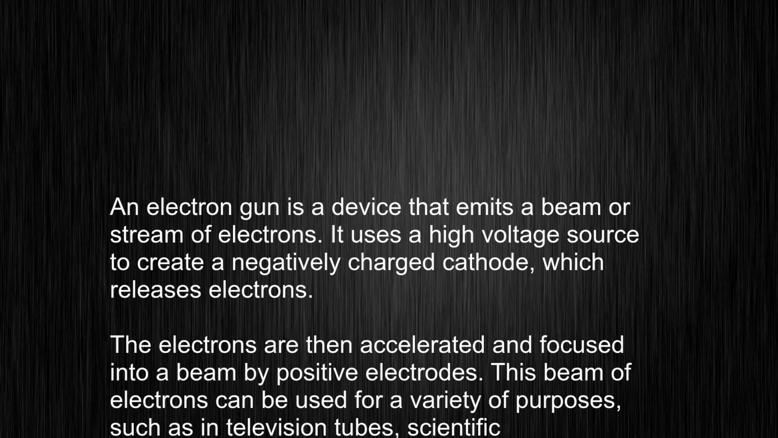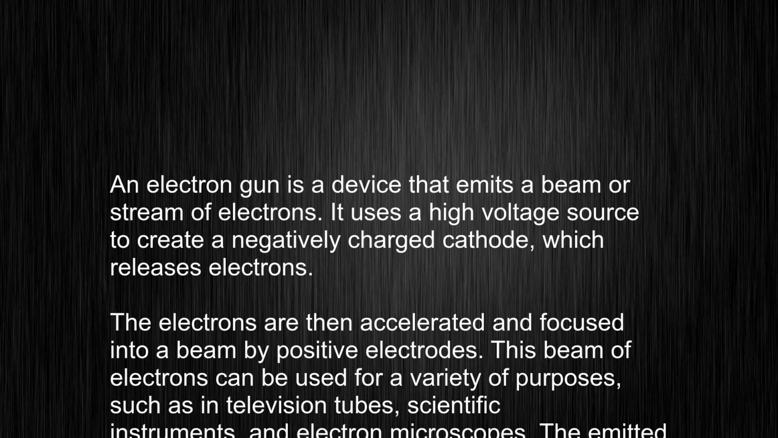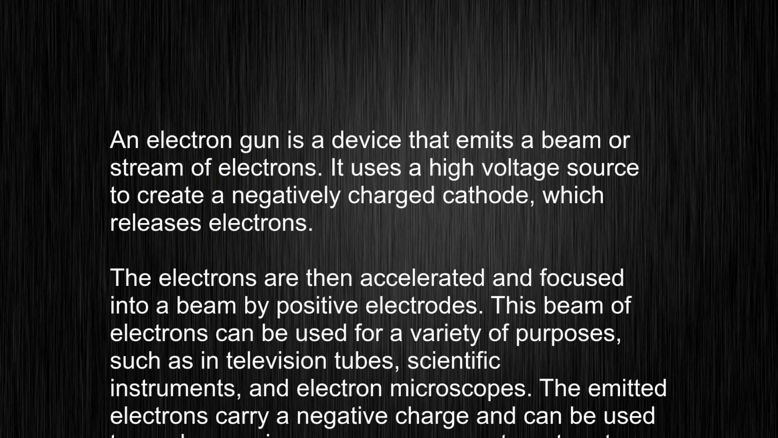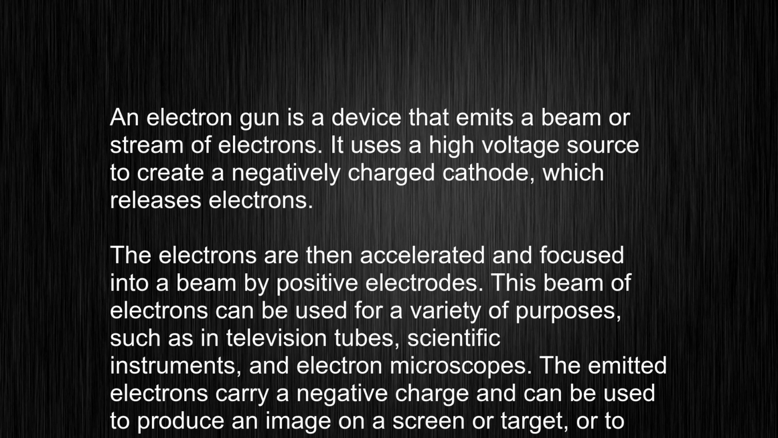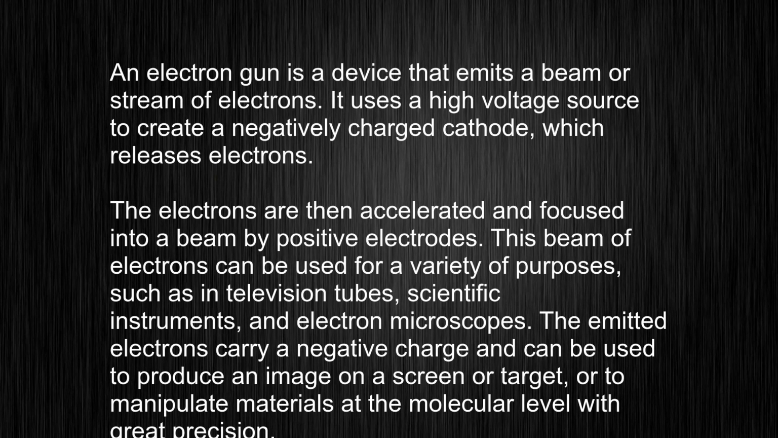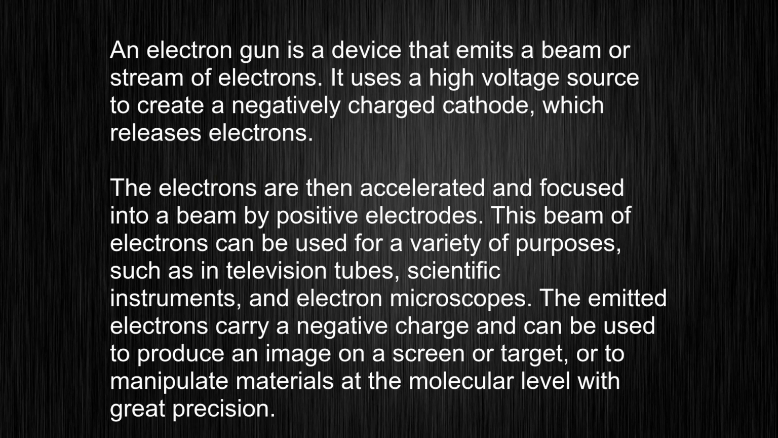An electron gun is a device that emits a beam or stream of electrons. It uses a high voltage source to create a negatively charged cathode, which releases electrons. The electrons are then accelerated and focused into a beam by positive electrodes.